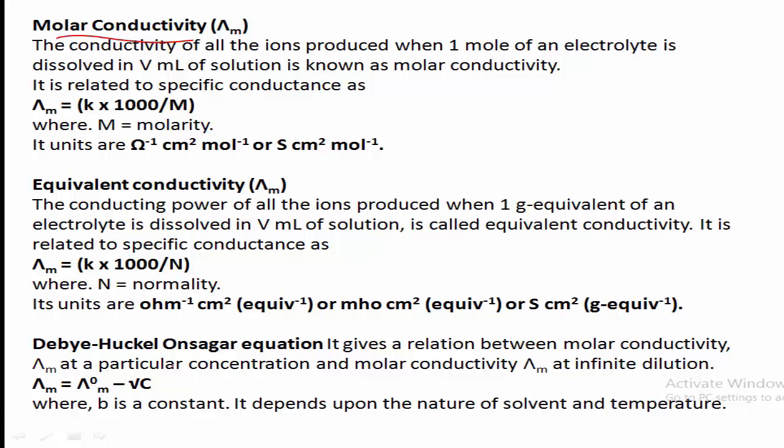Then the Debye-Huckel-Onsager equation. It gives a relationship between molar conductivity lambda m at a particular concentration and molar conductivity at infinite dilution. It is represented as lambda m is equal to lambda m naught minus b square root of c. Remember this equation, where b is a constant which depends upon the nature of the solvent and temperature.